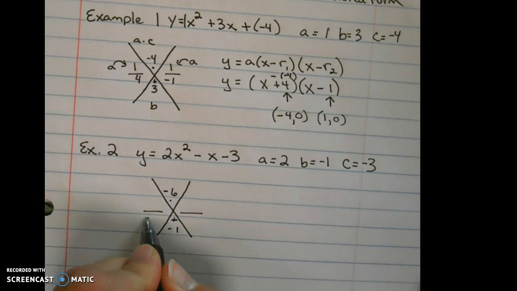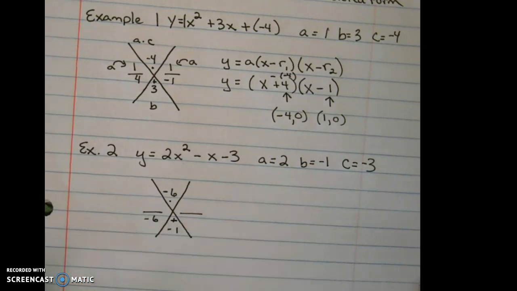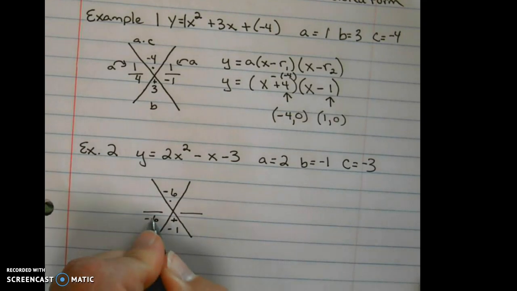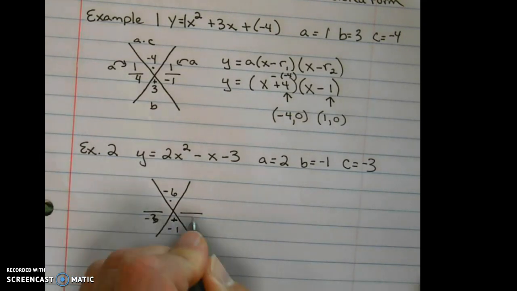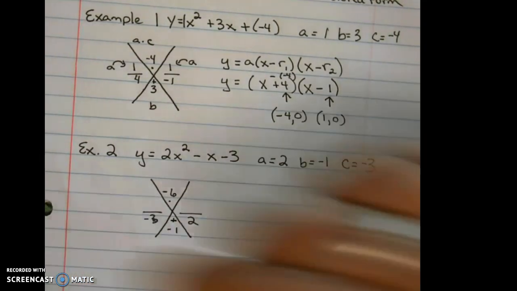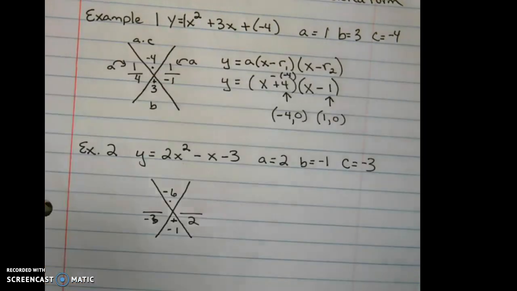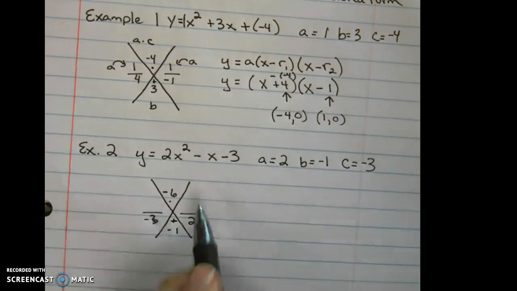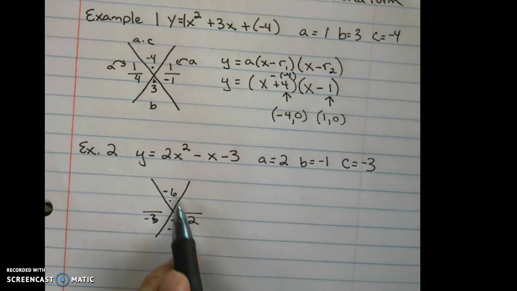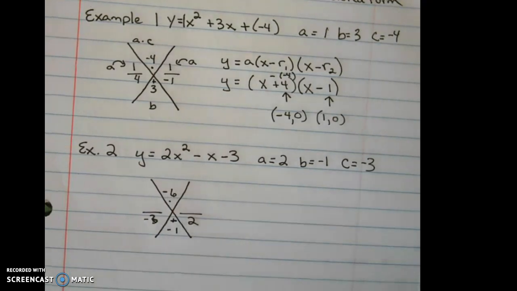So it looks like -6. Let's see. My mind just went blank. Let's see. How about -3 and 2? Okay, so -3 times 2 is -6, -3 plus 2 is -1.